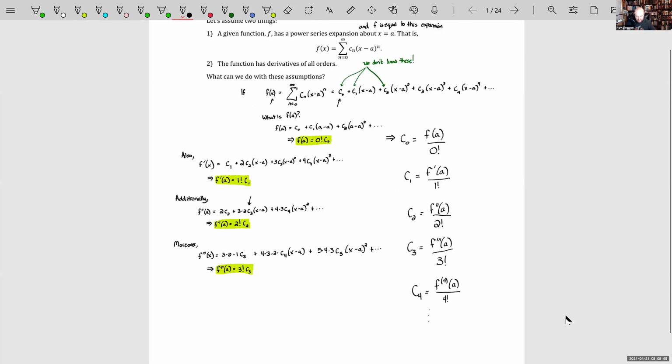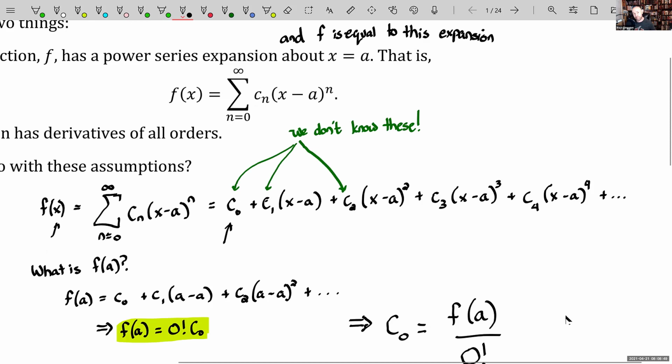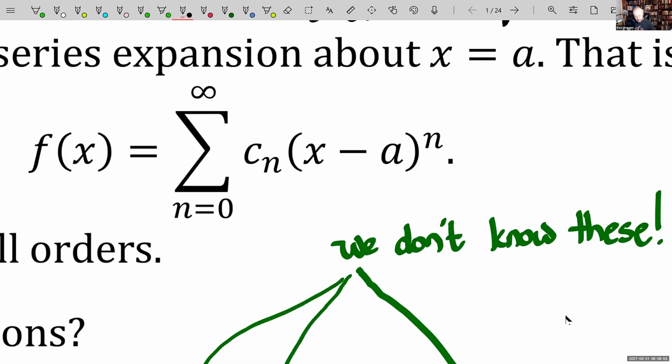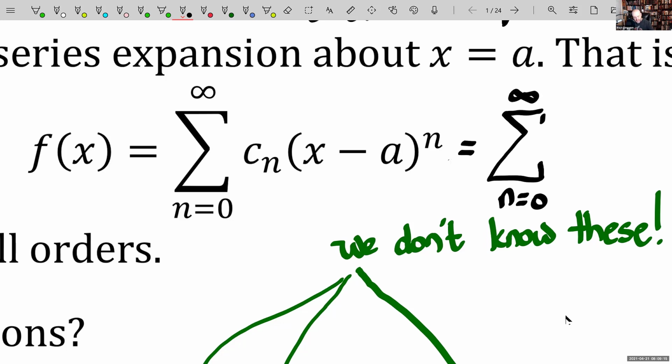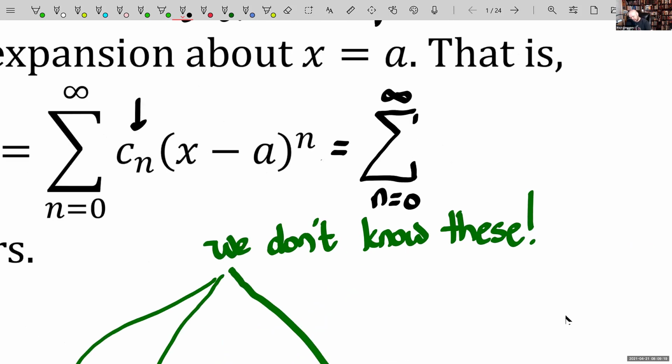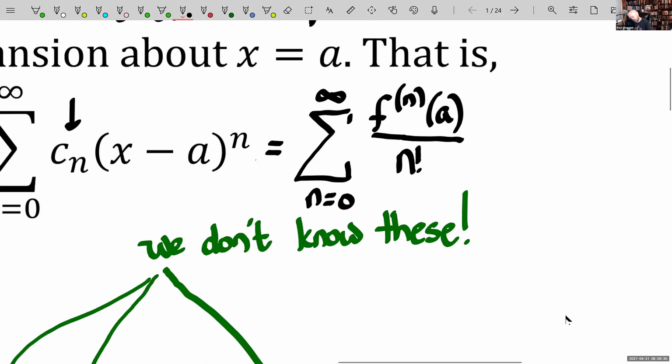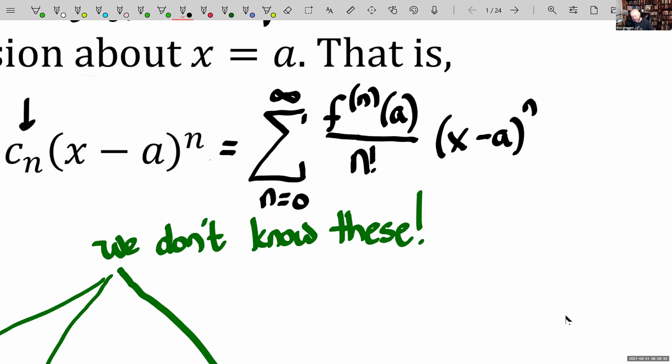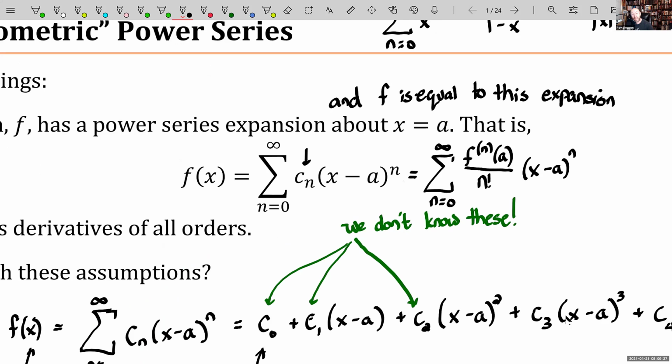But the punchline is this. That power series right there, if f is equal to its power series, then we have just proven, at least for n equals 0 through 3, you do a process of induction to showcase it for all, that f will equal the summation n equals 0 to infinity, the nth coefficient is the nth derivative of f evaluated at the center divided by n factorial. And then we still have x minus a to the nth. And that's how you can build a power series for any function I hand you.